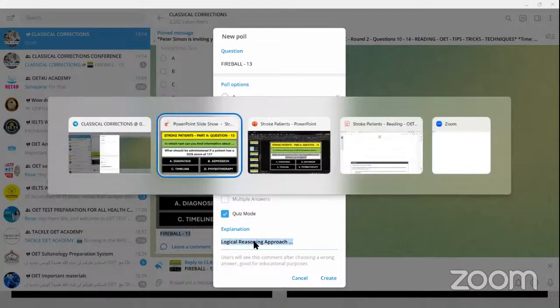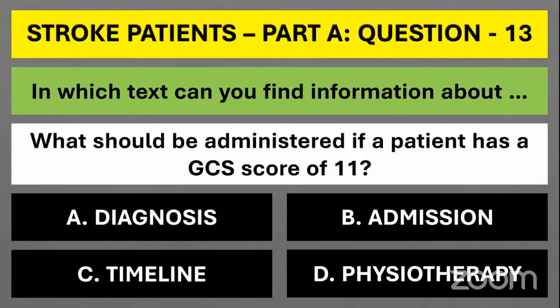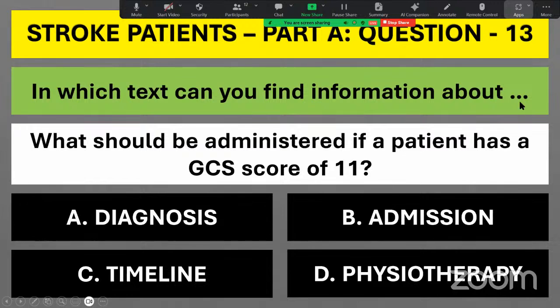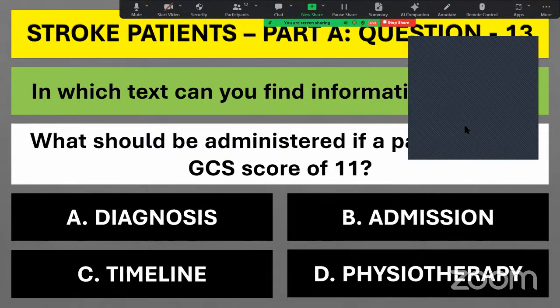Now, let me see what answers you have given. Nobody gave the answer. What is this? 7, 6, 5, 4, 3, 2, 1. Submit. Where will you go? A, B, C, D.